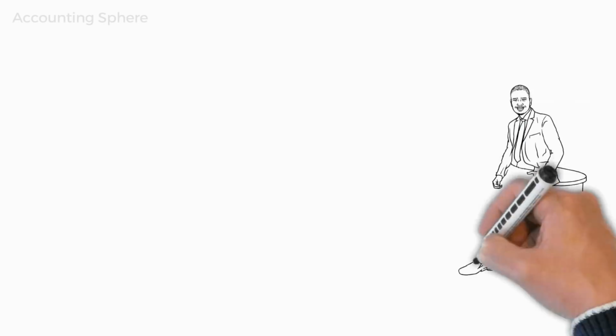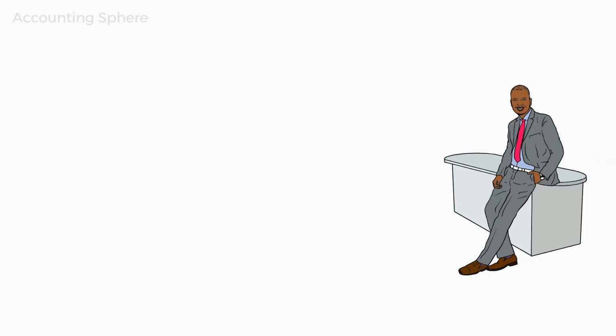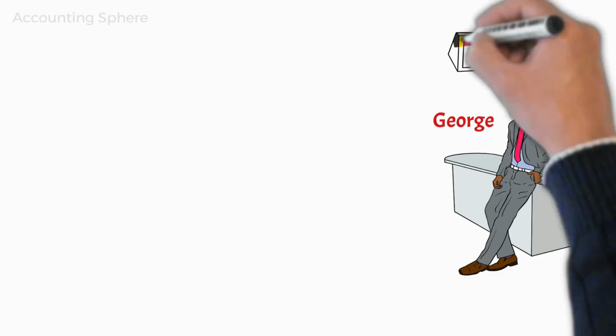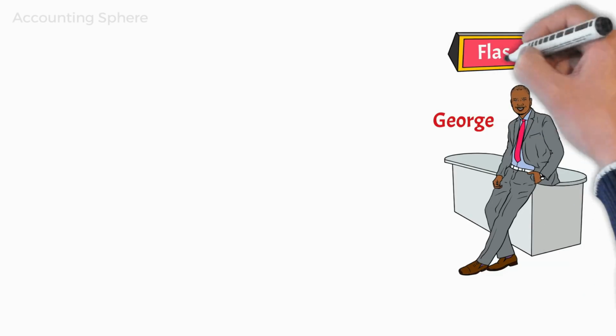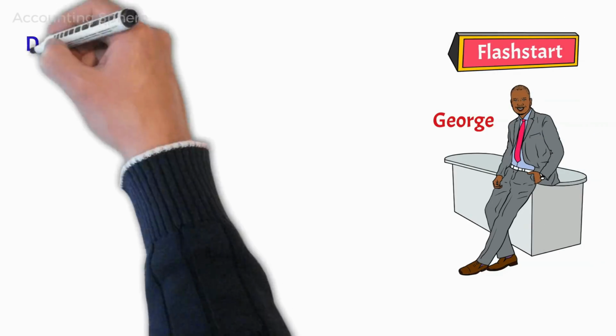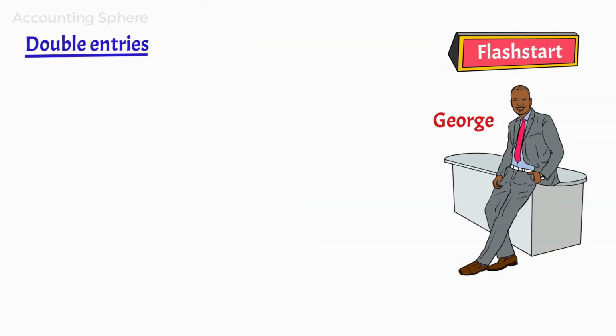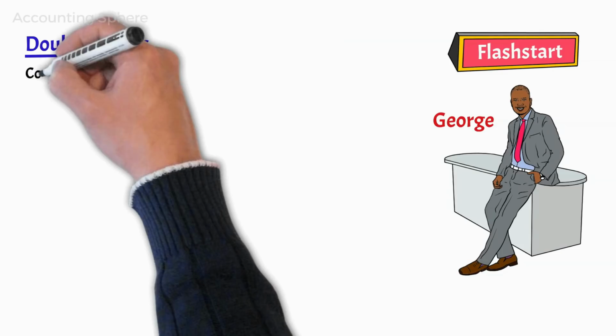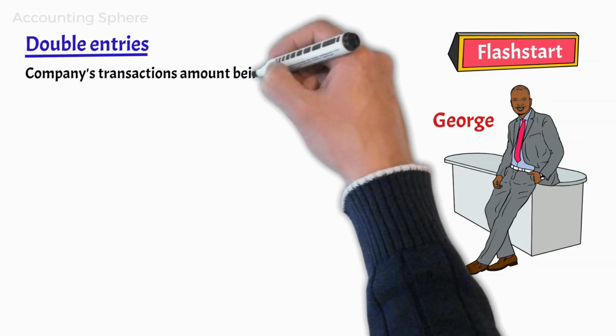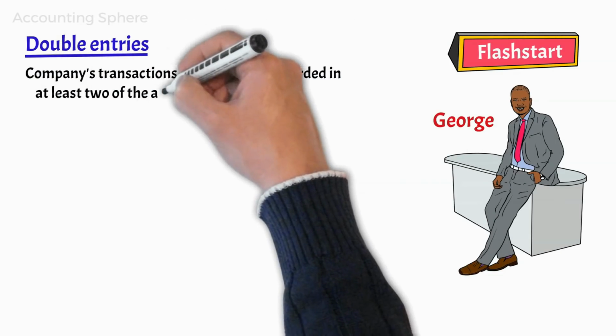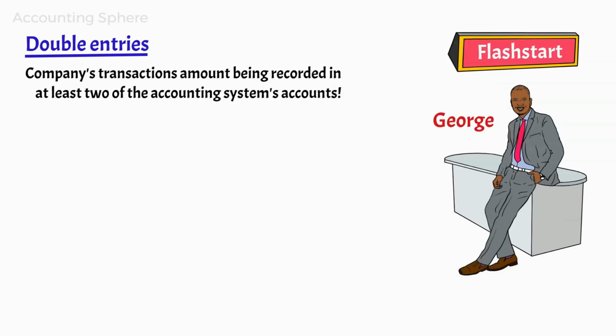Meet George. He was hired as a consultant to help the setup of an organized accounting department in a fast-growing startup named FlashStart. He's now working on the double entry system. The notion of double entry is simple but effective. Each of a company's transactions will result in an amount being recorded in at least two of the accounting system's accounts.